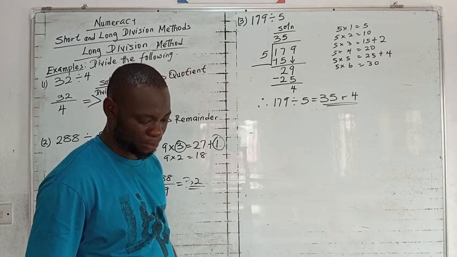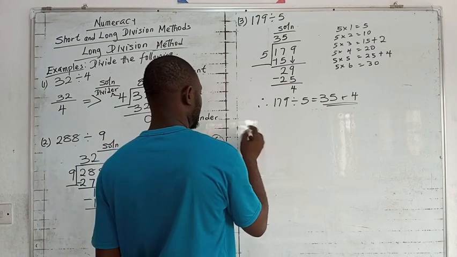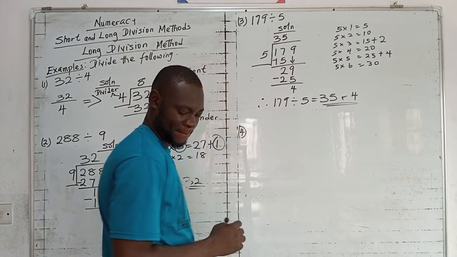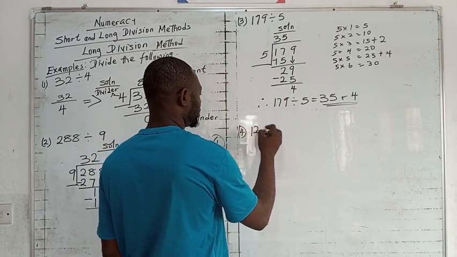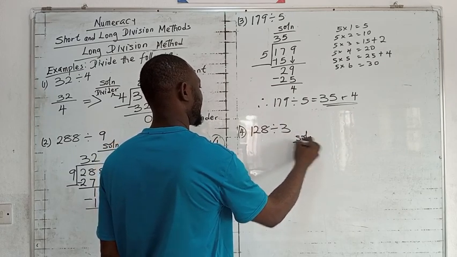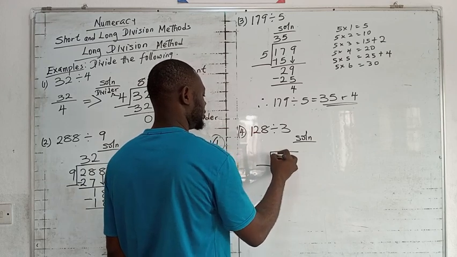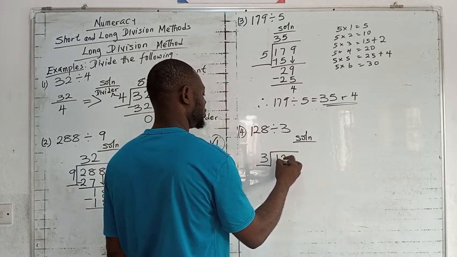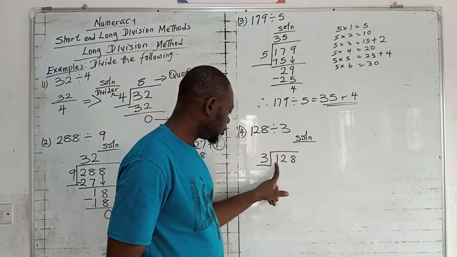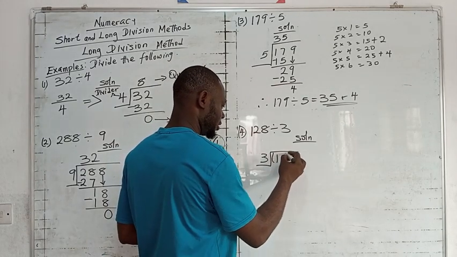Let's have one more example and we are done. Okay? Example number 4. So I have 128 divided by 3. Solution. Long division. 3 outside, 128 inside. Now let's go. 3 divide 1, can it go? No. We take 1 and 2 together.